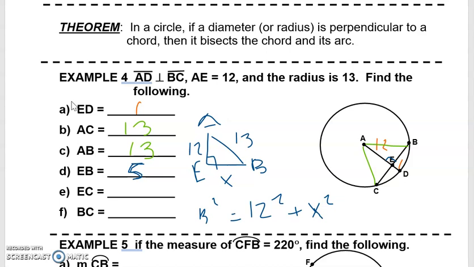EC, well, it says that it bisects it, so EB and EC are actually congruent. So it is also 5. And so BC is them combined, so it'd be 10.